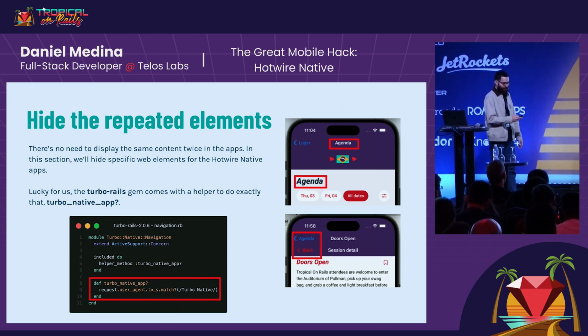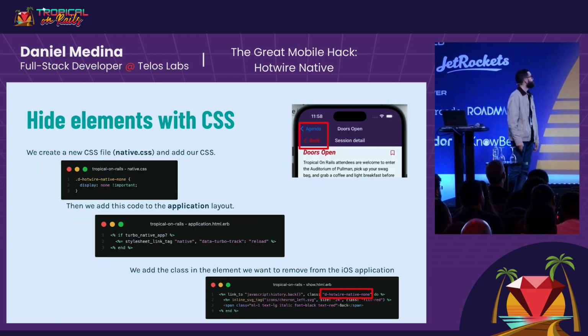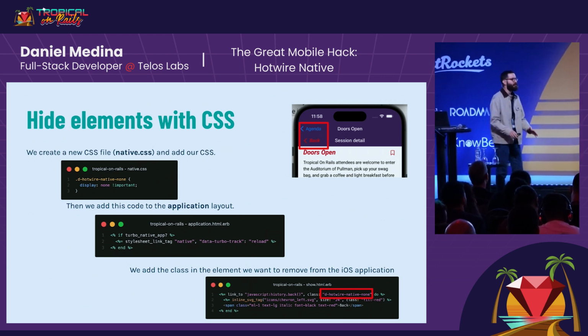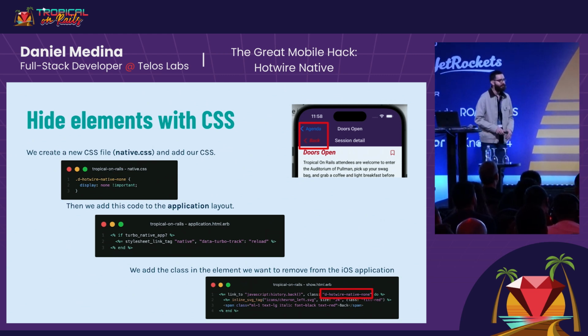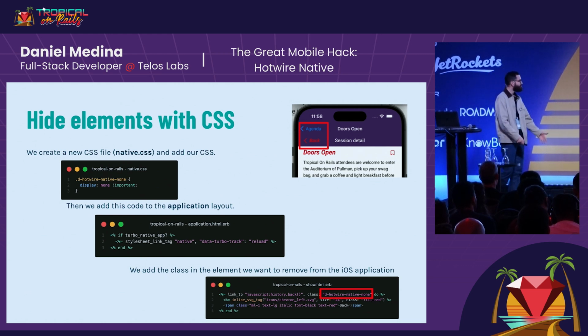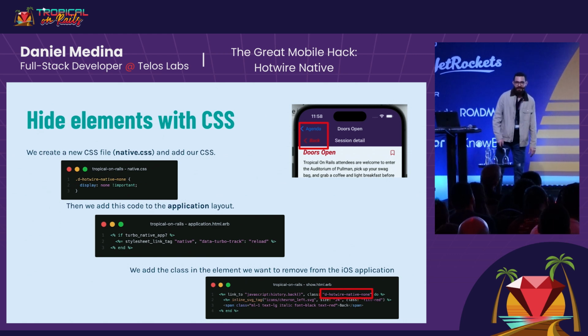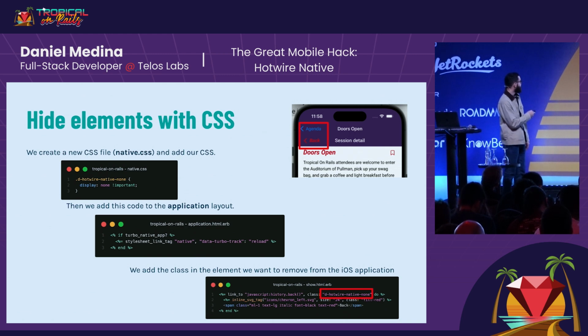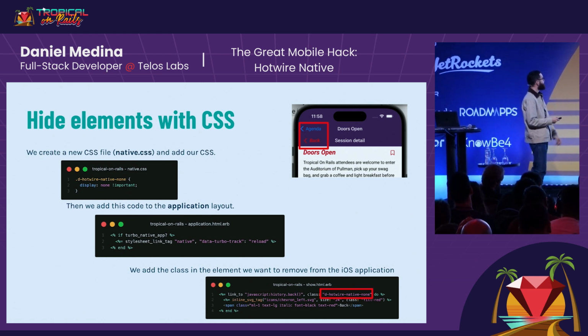So yeah, let's see how I can hide the stuff. There's a couple ways to do this, but I'm going to only show the way I prefer, and I think it looks cleaner and it's nicer. Well, the first thing is we're going to create a CSS file. In this case, I call it native CSS, and we add the class that we want to put there. In this case, I want to hide elements, with the display none. Very important to use important to actually hide stuff.